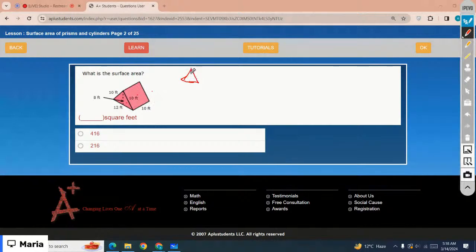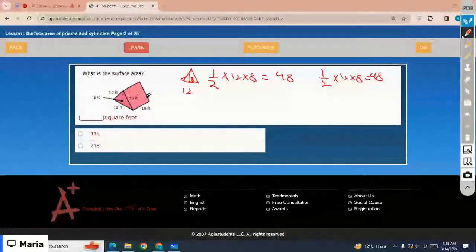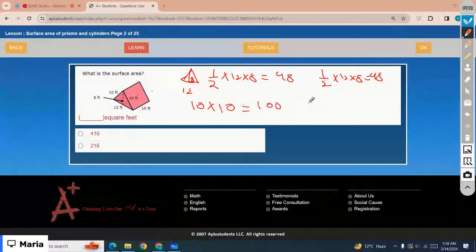The height of the triangle is 8, the base is 12. So the area of the triangle is half times base times height, that is 48. The other one is also the same, half times base times height, that is also 48, right? Then for this rectangular face, that is 10 times 10, that is 100. The other side has exactly the same measurements, so that is 100. The base is 10 times 12, that is 120.